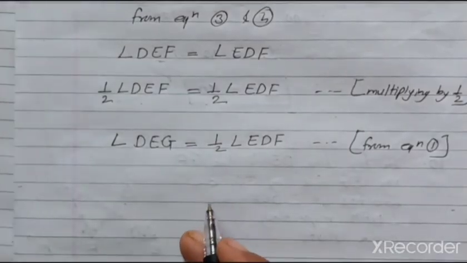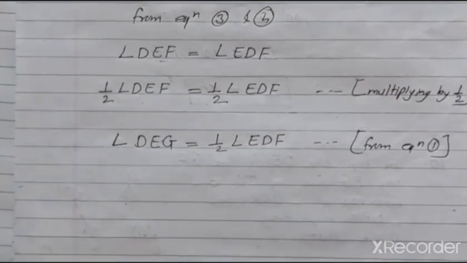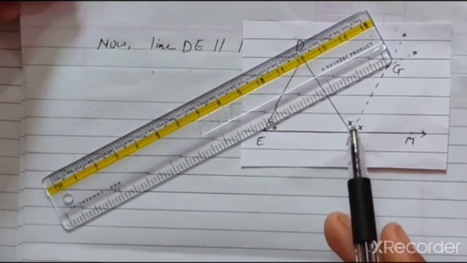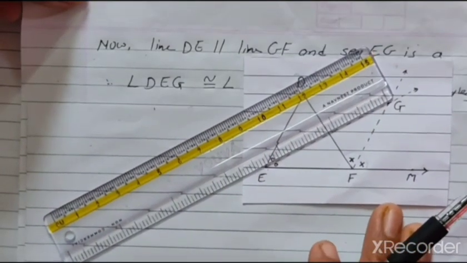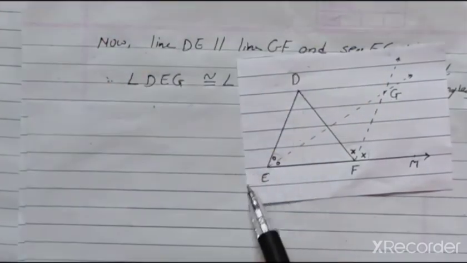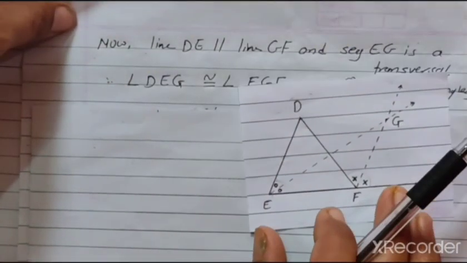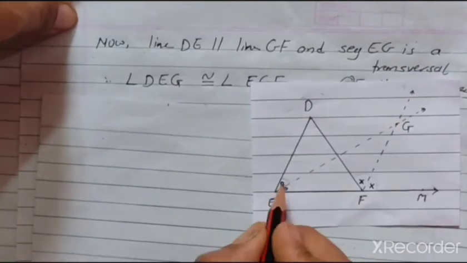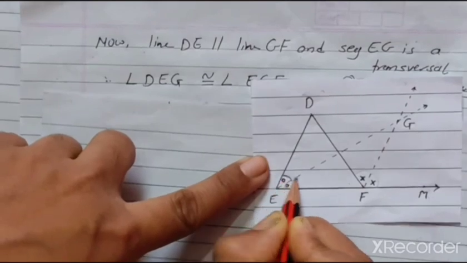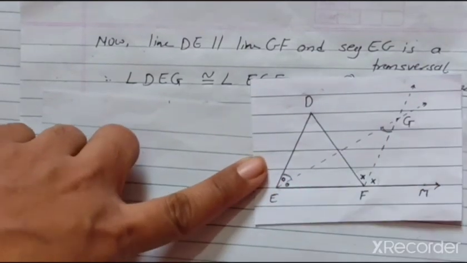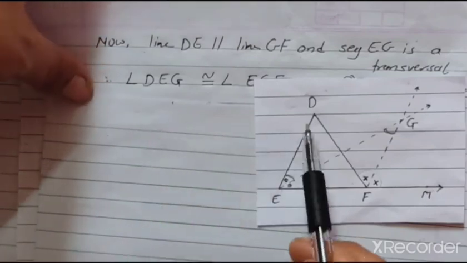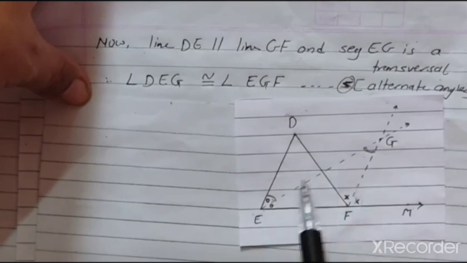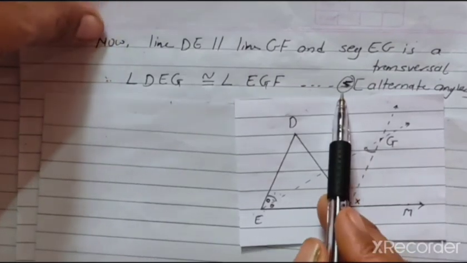Now let's solve our second statement by using EG as a transversal. So let us write down this. DE and FG both are parallel, and when EG is a transversal, these two angles are congruent. The first angle is angle DEG and the second is EGF. Both are interior alternate angles. Suppose this is our equation number 5.